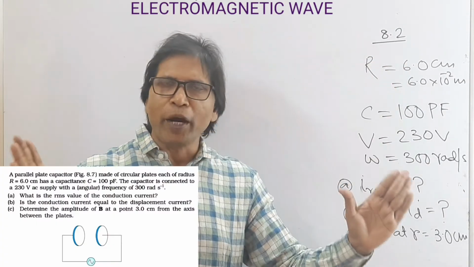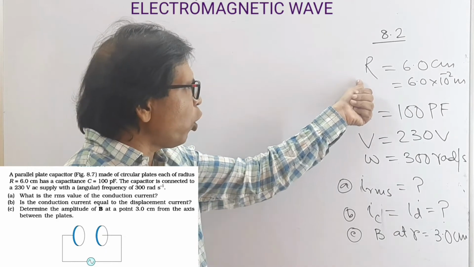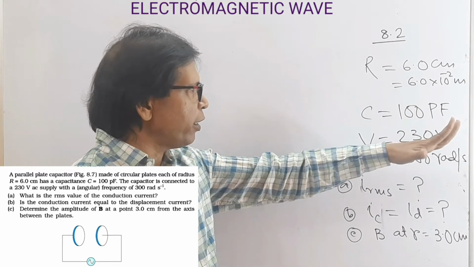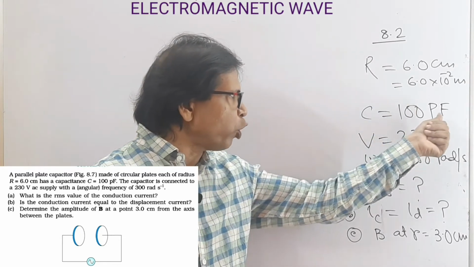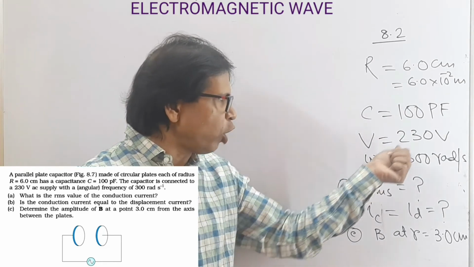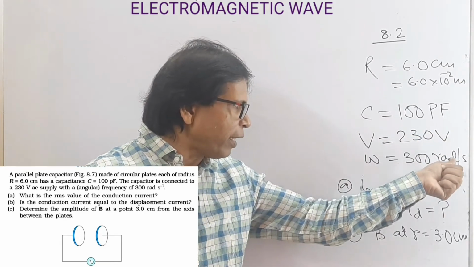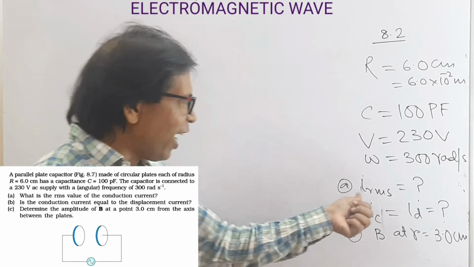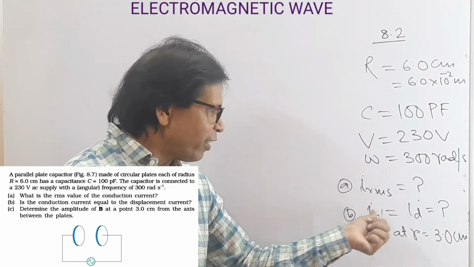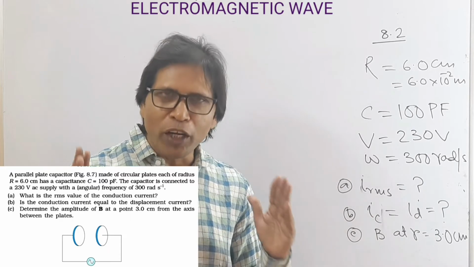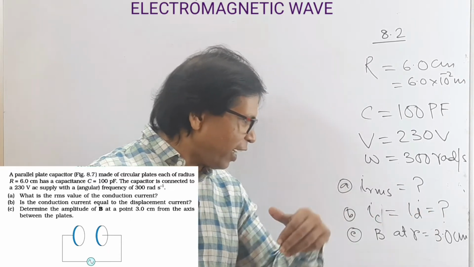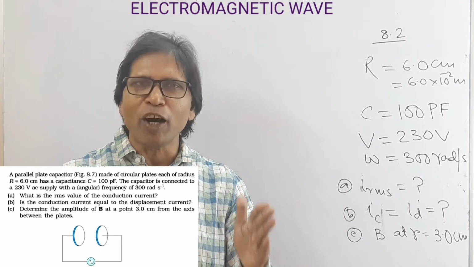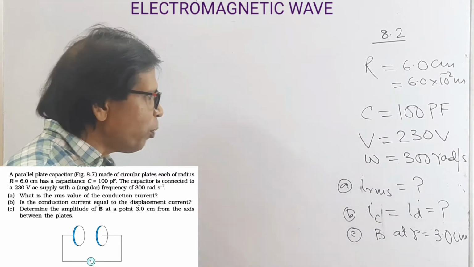Now NCERT 8.2, look at this, the radius of a circular plate of a parallel plate capacitor is 6 centimeter. Capacitance is 100 picofarad. Now an AC voltage of 230 volt, 300 radian per second is applied to the capacitor. Now we have to calculate the RMS current, and will conduction current be equal to displacement current, and the magnetic field at a distance 3 centimeter from the axis of the circular plate. Okay, first of all I RMS.